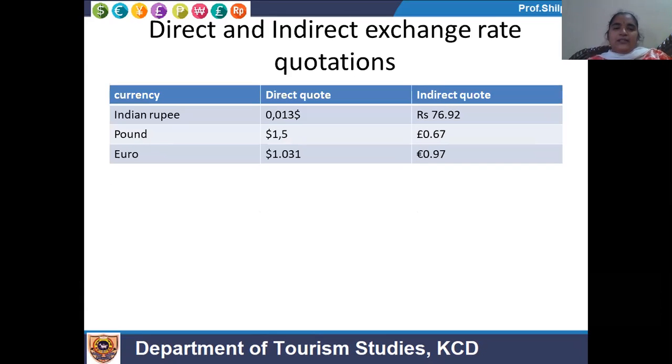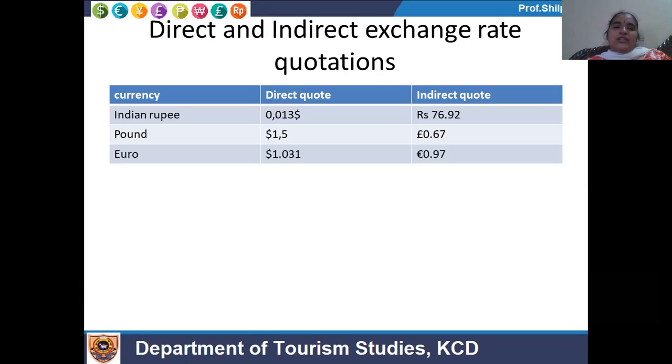I'll give you an example for this. Take the Indian rupee. 1 rupee is equal to $0.013. This is a direct quote. And what you see normally on television and in newspapers, $1 is equal to 76.92 rupees, is an indirect quote. Similarly for pound, 1 pound is equal to $1.5. If you make it an indirect quote, $1 is equal to 0.67 pounds. Similarly for euro, 1.01031 and 0.97.